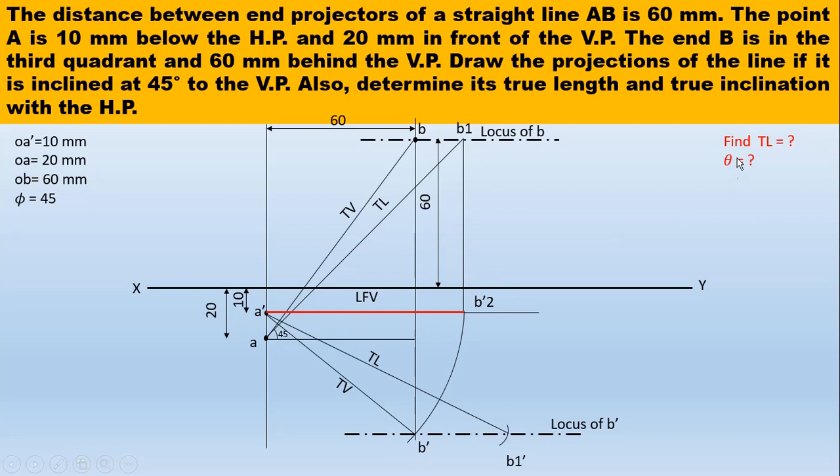Our objective is to find out true length and true inclination with HP. So you can measure the true length from both the views, and this is nothing but true inclination with HP, theta. You can measure after solving the example. I hope you can understand this problem.